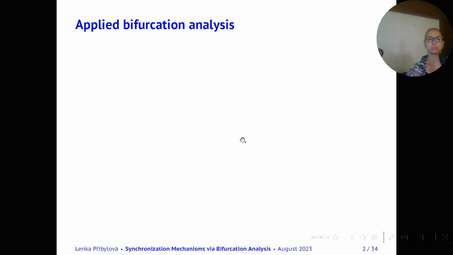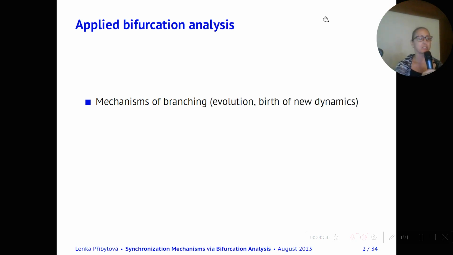Okay, so probably you are not all experts in bifurcation analysis and in nonlinear dynamics. So I will start just to explain possible applications of bifurcation analysis. And I will start with well-known parts, and this is exploring mechanisms of branching. So you may imagine some dynamical systems that evolve, and we are seeking for birth of new types of dynamics. So this is one possible application.